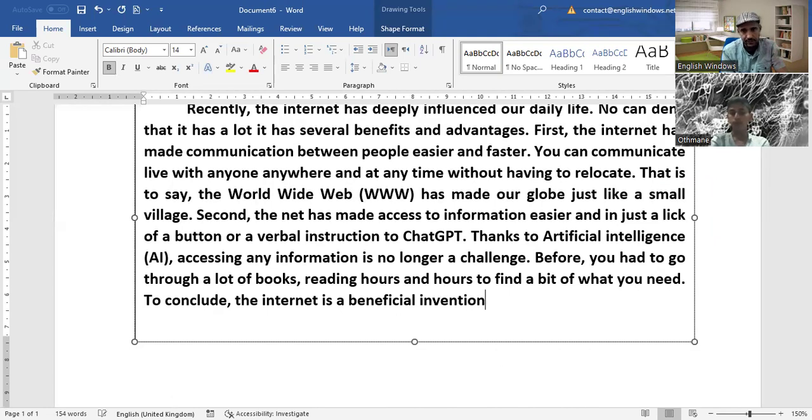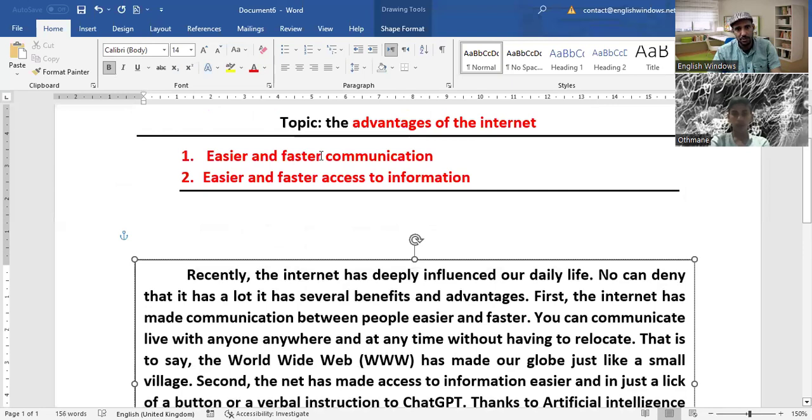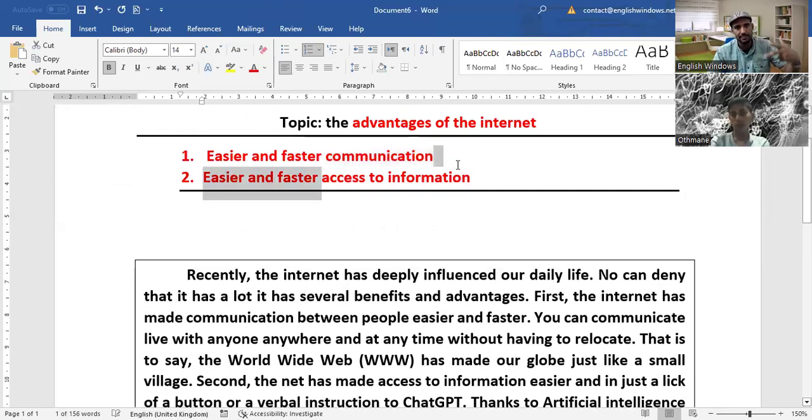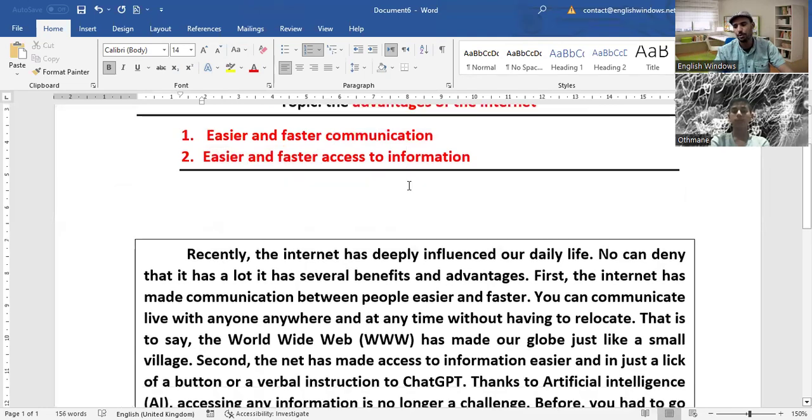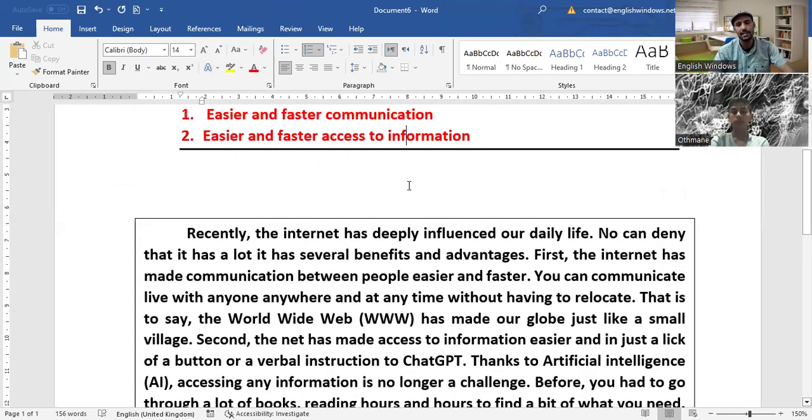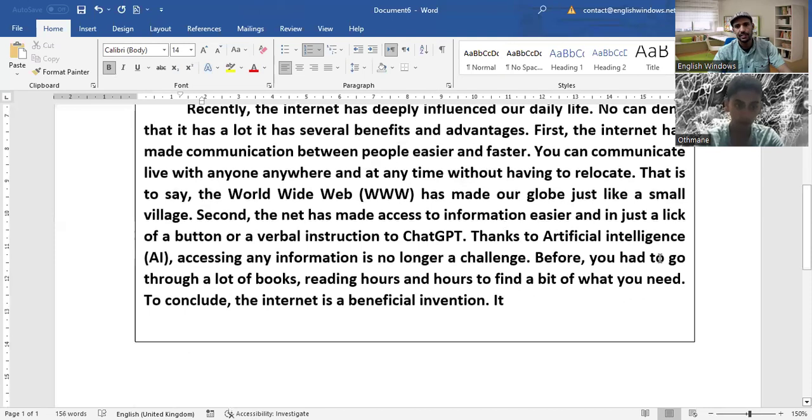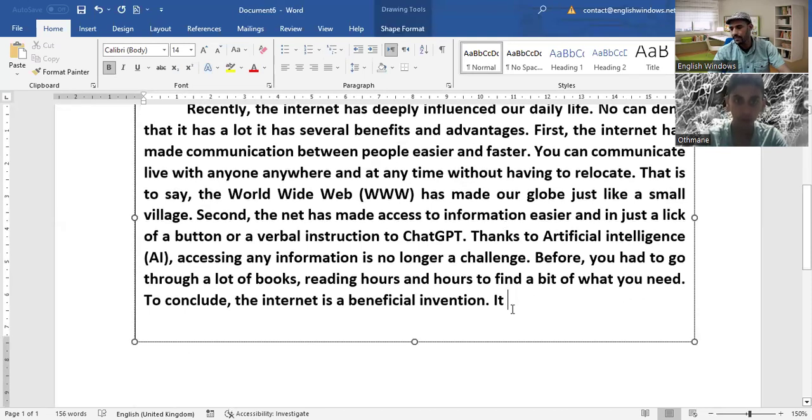Invention. It helps in all domains. Let us restate what we talked about. We do a restatement, a paraphrasing of these two ideas, then we open the horizons for the reader. The internet is a beneficial invention.